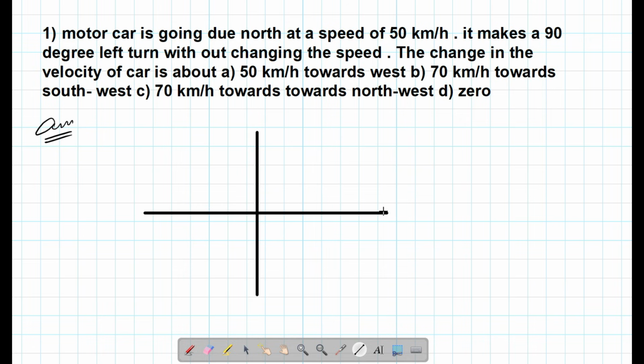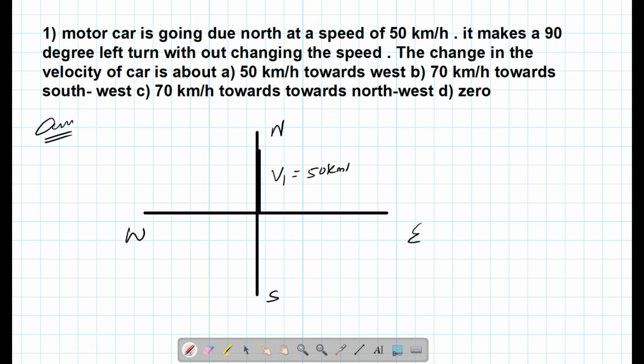So this is east-west, this is north-south. The motor car is going due north, so this V1 is how much? V1 is 50 km per hour.